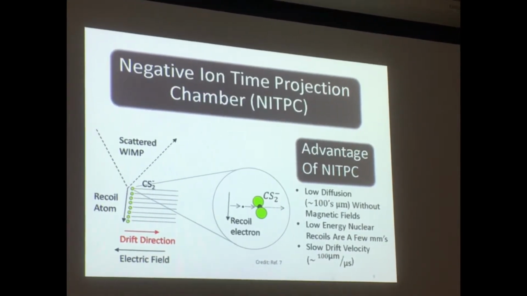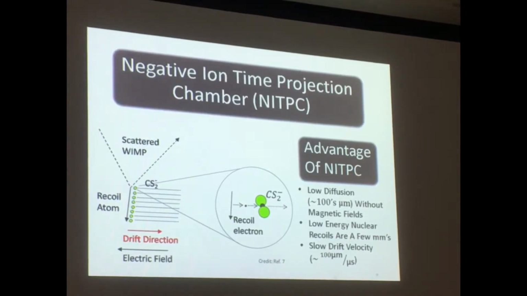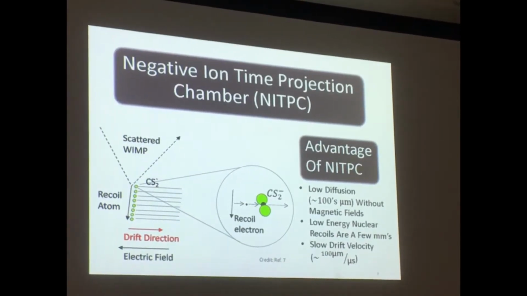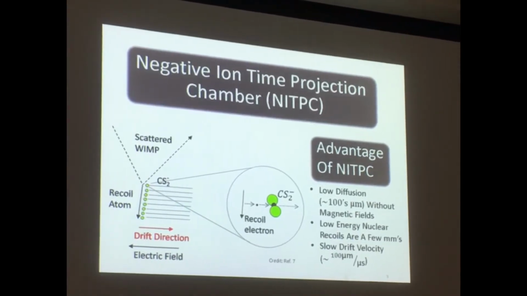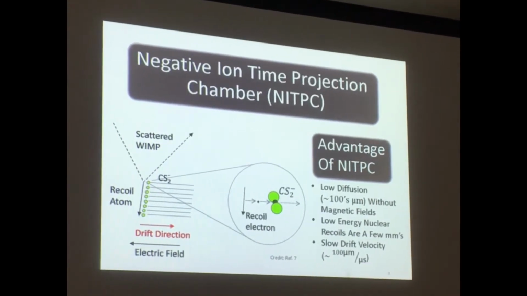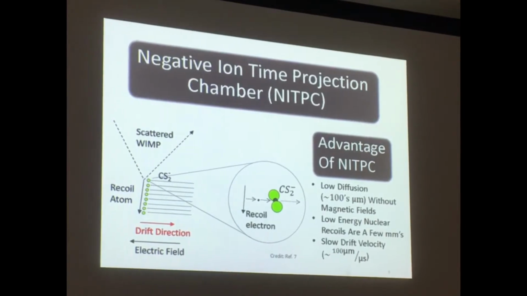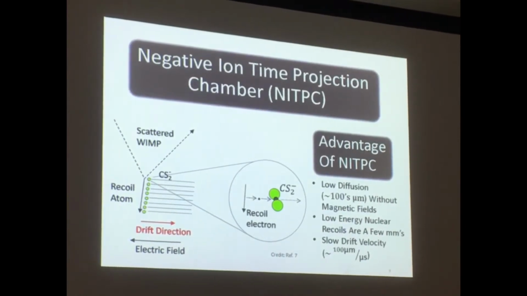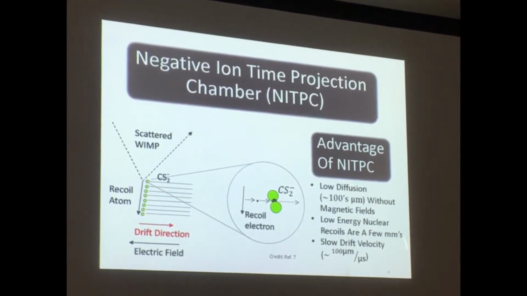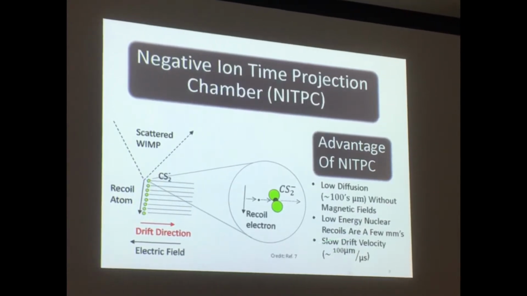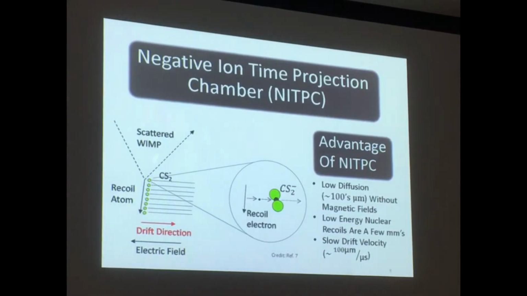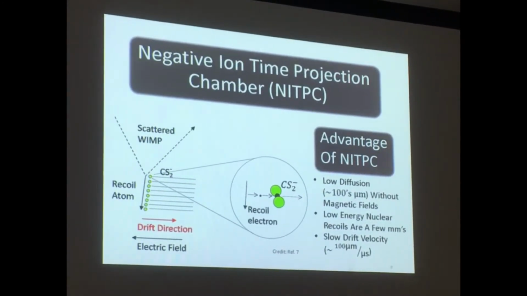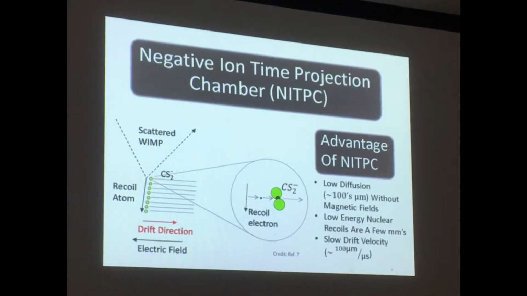And then also I want to point out that in these low pressure gas detectors, these nuclear recoils are typically a few millimeters. And remember, I said the experiment is 1 cubic meter, so we have millimeter sized tracks inside of a 1 cubic meter detector. So these are small compared to the size. And then lastly, I'll point out that the drift velocity of these negative ions as they drift to the readout is much slower than the electrons as well.